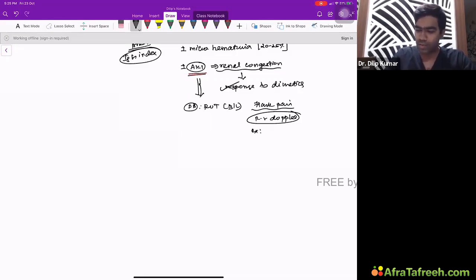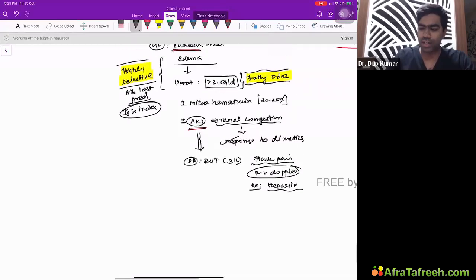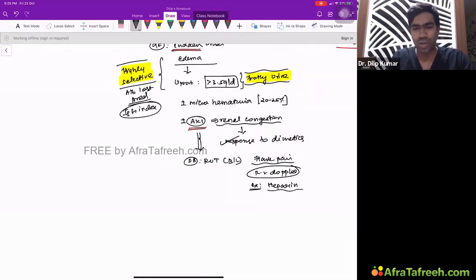And of course, the treatment for this is different. Here you need to use heparin, either low molecular weight or unfractionated heparin. So that is the idea. If it's typically due to renal congestion, which is a very common scenario, give diuretics, they will respond to that. If it's due to renal vein thrombosis, then you need to start with heparin. That is why understanding this AKI is very important.